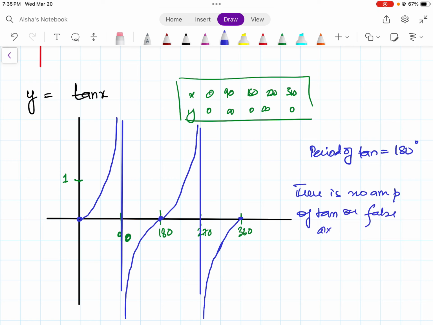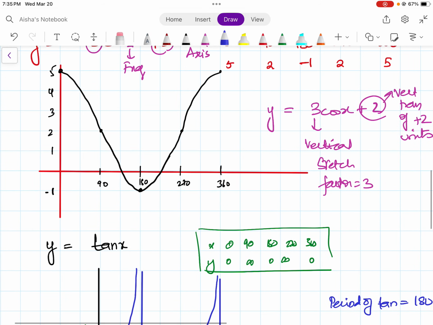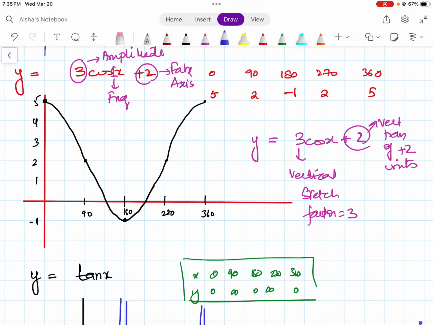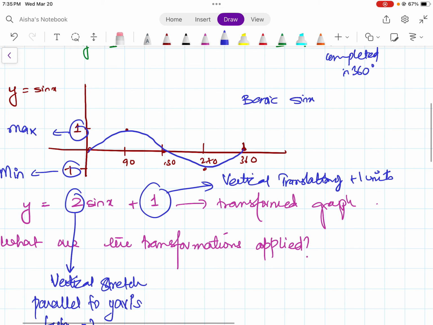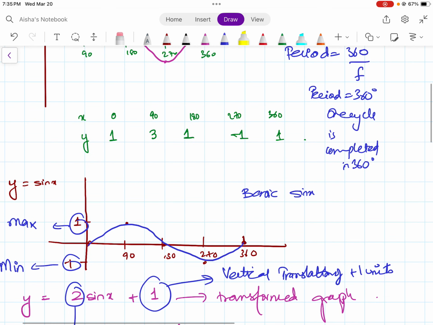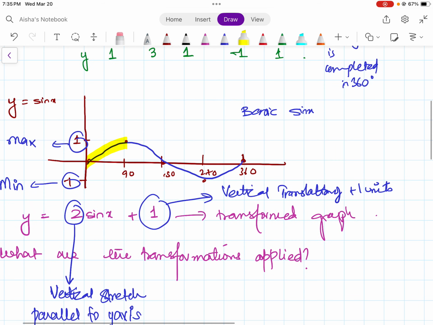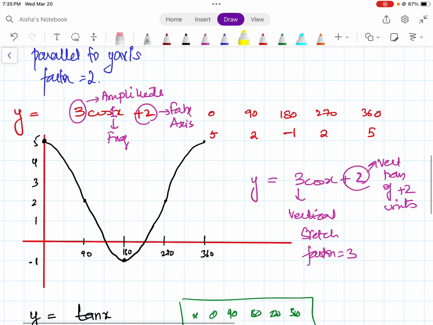You can say false axis, but it is not a wave. It is an infinite wave. It goes up and it goes down. There's no end to it. Okay? Alright. Now let's move on to another concept that I wanted to discuss, and that is from 0 to 90, sine is positive. Second quadrant is also positive. Third quadrant is negative. Fourth quadrant is also negative.